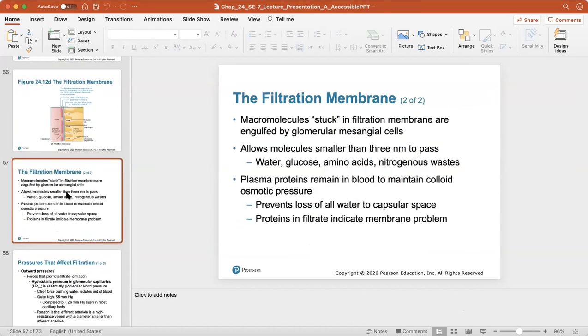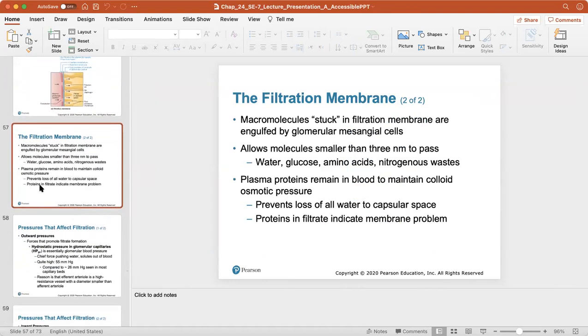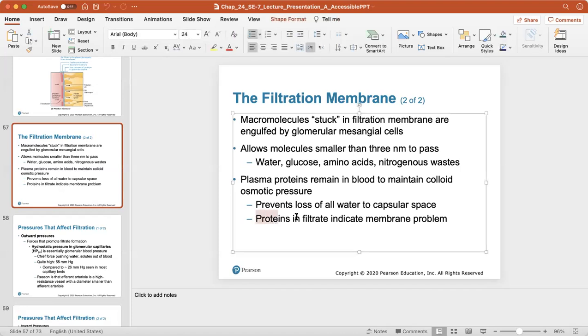Macromolecules will get stuck in the filtration membrane and they're engulfed by glomerular mesangial cells. This will allow only molecules smaller than 3 nanometers to pass. So only water, glucose, amino acids, and nitrogenous waste can get through. Plasma proteins will remain in the blood to maintain a colloid osmotic pressure to help prevent the loss of all water to the capsular space. Proteins in the filtrate will indicate a membrane problem. So you don't want proteins to get through, you don't want red blood cells to get through. That signifies that there's a problem in the membrane itself.